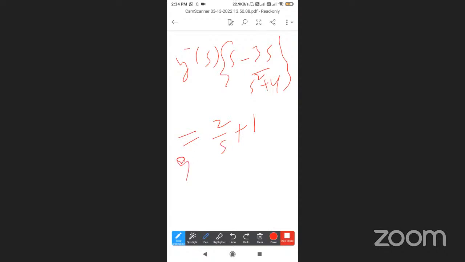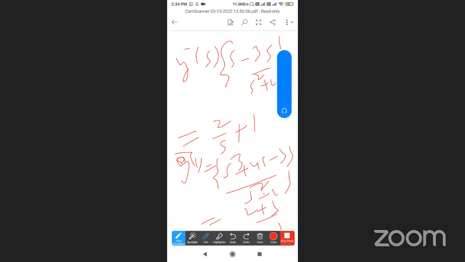So left hand side y bar of s is equal to s cube plus 4s minus 3s by s square plus 4 is equal to 2 plus s by s. So with the simplification, totally y bar s is equal to 2 plus s, s plus 1 under s square plus 4, numerator s cube. We have to do the simplification now.